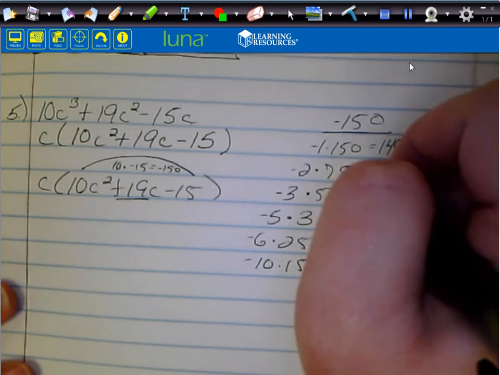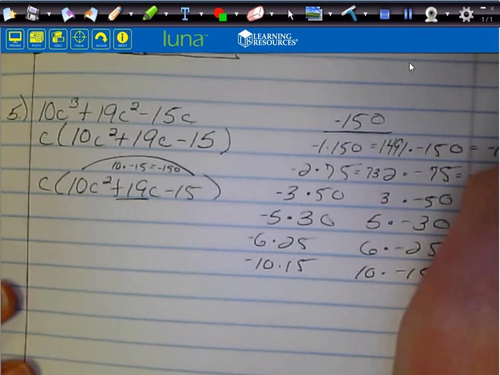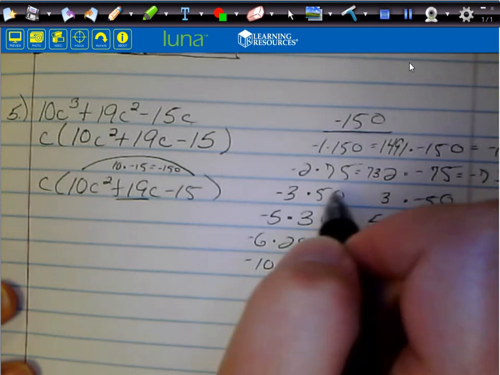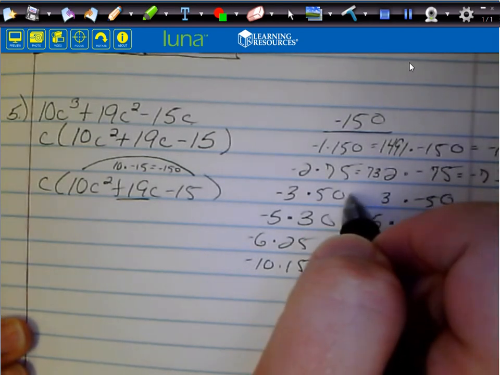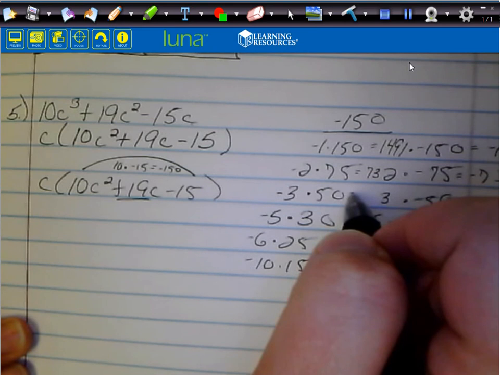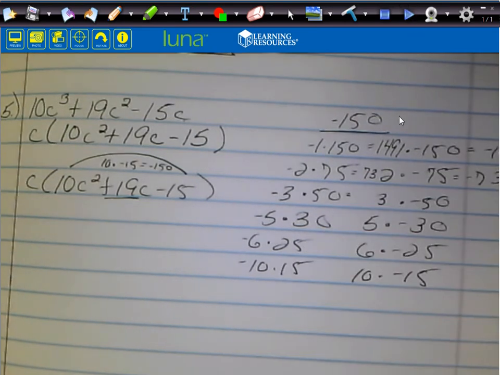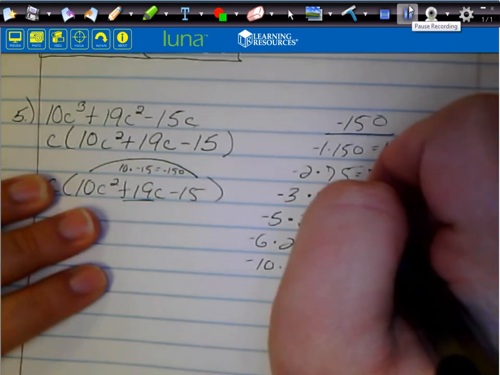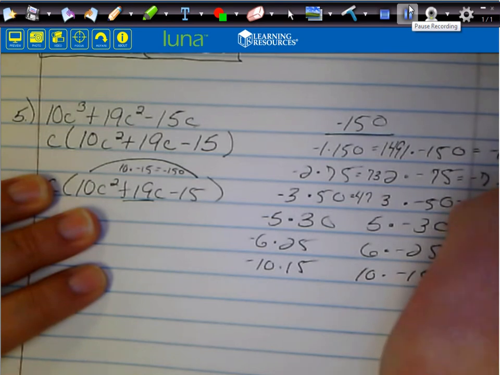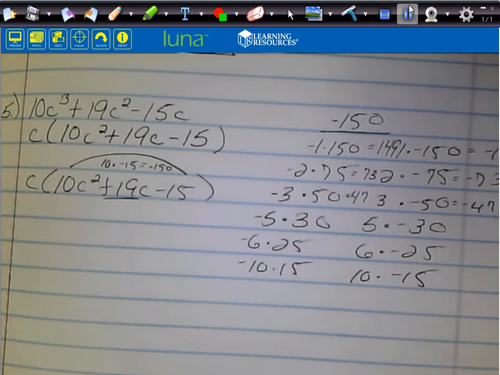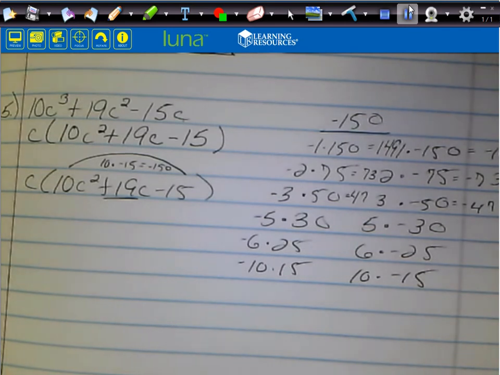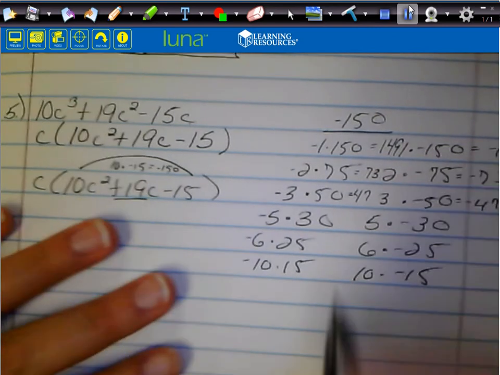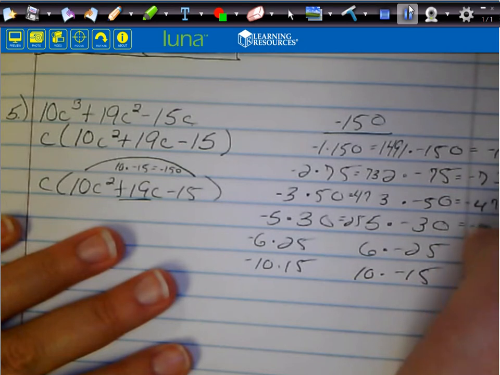This one would give me 73. This one would give me negative 73 if I added. Here, this one would give me 47, and this would give me negative 47. And then negative 5 and 30 would give me 25, or negative 25.